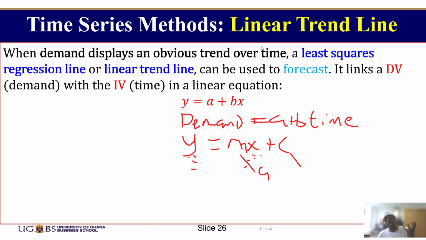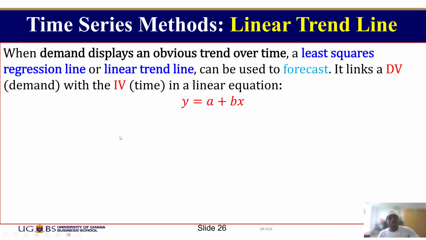Now, how many points do you need to generate a line? 2 points. So if you have 1 point here, you have 1 point here, you can create a line. And that is the essence of an equation of a line. So this is a linear trend.